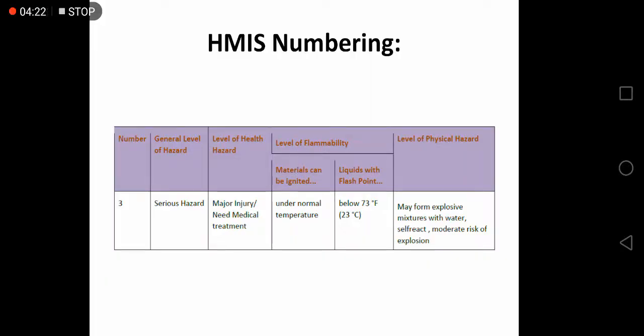Similarly, the number 3 represents serious hazard, meaning major injury needing medical treatment in case of health hazard, and under normal temperature materials can be ignited, and liquids with flash point below 73 Fahrenheit have flammability. They may form explosive mixtures with water and self react, or have moderate risk of explosion.